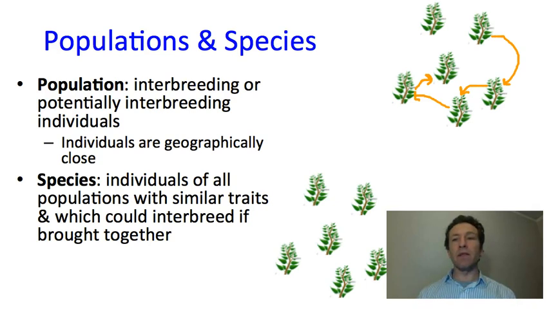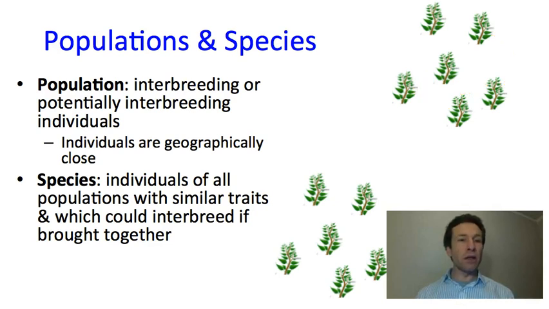For plants to be able to interbreed, because they can't move around, that must mean that they are geographically close to each other. Now, pollinators might fly somewhere on the order of miles, and sometimes wind will disperse pollen even longer distances. But generally speaking, if plants are more than a few miles apart, it becomes unlikely that they will regularly share pollen with one another. So here's a population. Now let's talk about species.